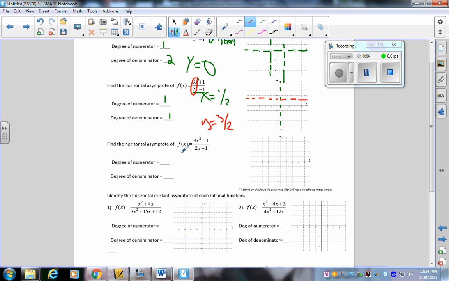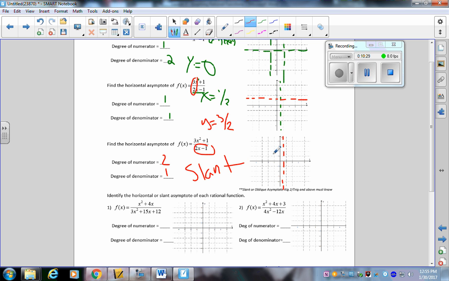All right, let's take a look at this one. First of all, once again, let's find our verticals from the denominator. The numerator can't be factored, so I have x equals 1/2 for my vertical. Now the numerator has a degree of 2, and the denominator has a degree of 1. So this is a slant, or sometimes called an oblique asymptote.